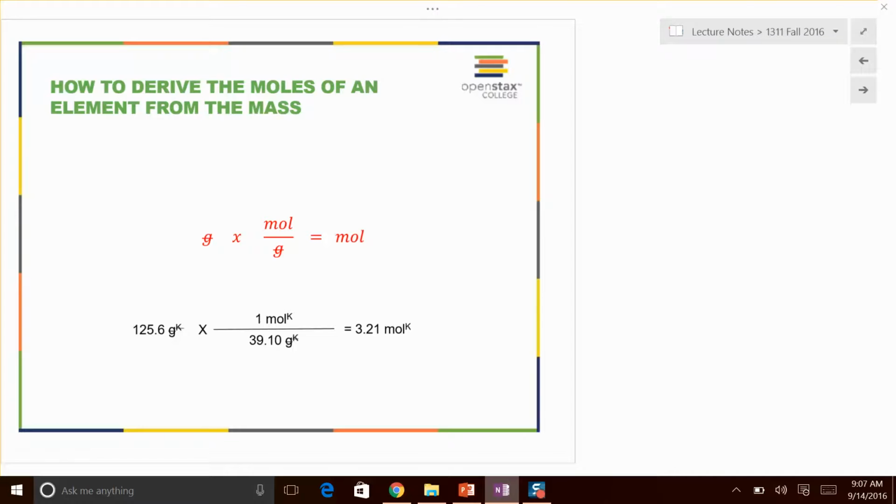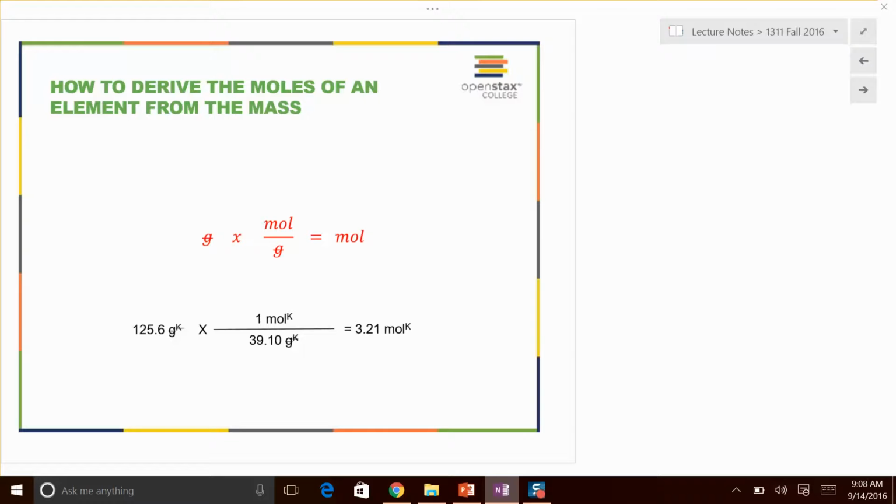Whenever you have mass in your question, that means you are going to have to come to the periodic table, because that's where you find the masses of these elements. So this is potassium once again. If I have 125.6 grams of potassium, how many moles of potassium do I have? Well, every 1 mole of potassium is 39.10 grams of it. So I obviously have more than 1 mole of it. I want to know exactly how many moles I have.